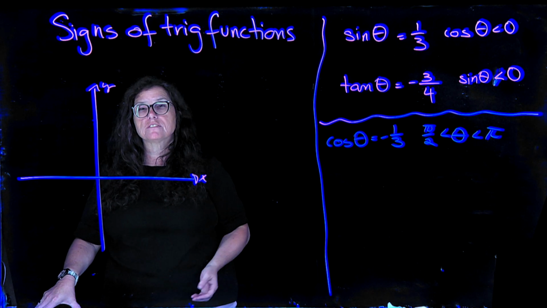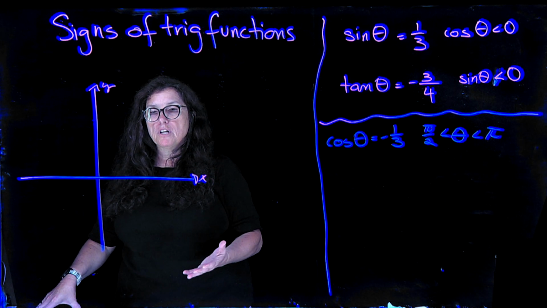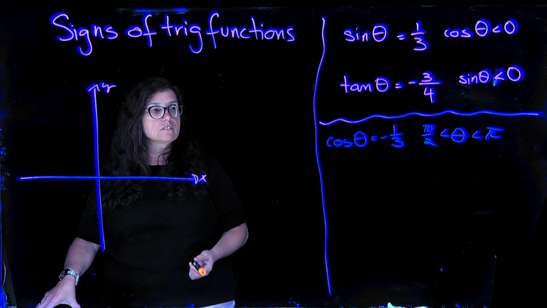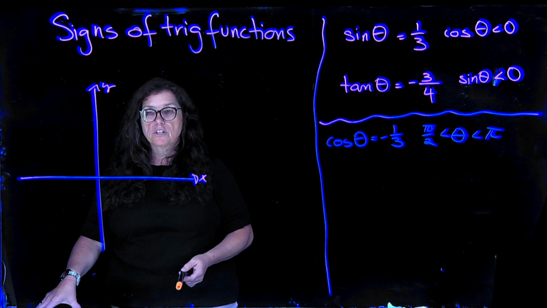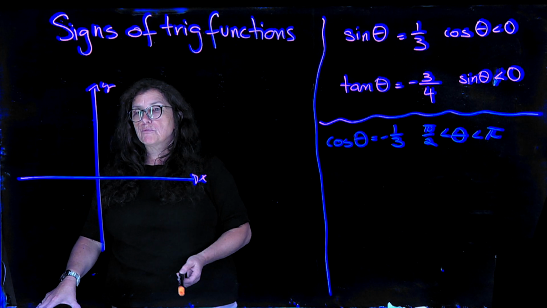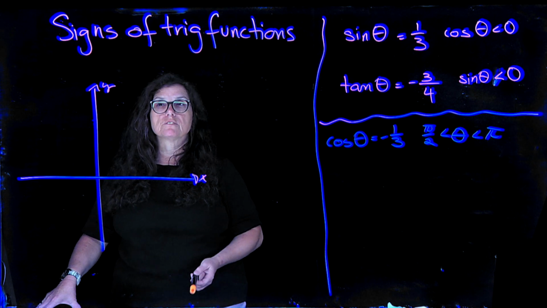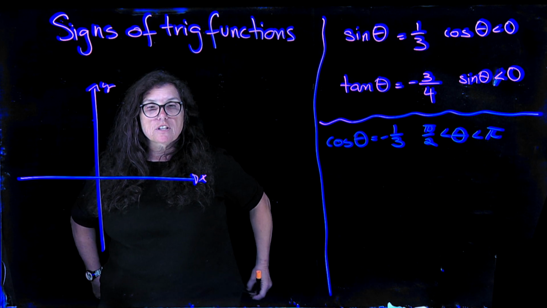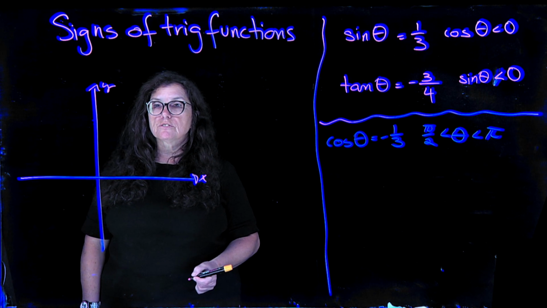So we're going to practice which quadrant we're in, and then we're actually looking at a problem where we find the remaining trig functions based on the quadrant in which this problem is located. But before we do that, we need to understand the signs of the individual trig functions.